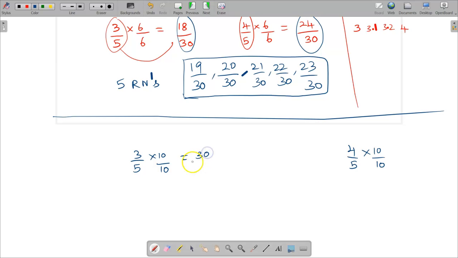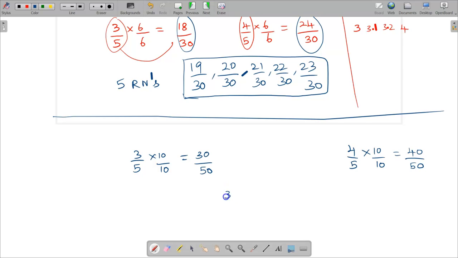So what is the answer for this? 3 into 10 is 30, 5 into 10 is 50. So we can easily multiply. 4 into 10 is 40, 5 into 10 is 50. Here we have some more numbers in excess. We can leave those, because we require only 5 rational numbers. So we write just the 5 rational numbers and skip the other numbers.